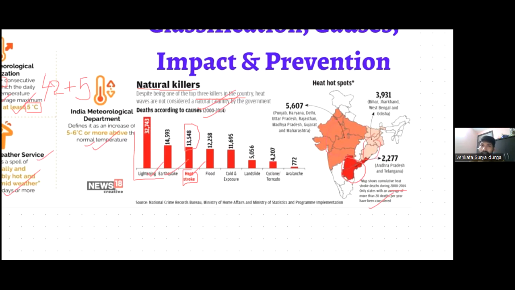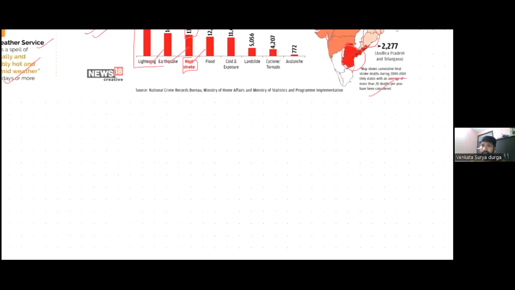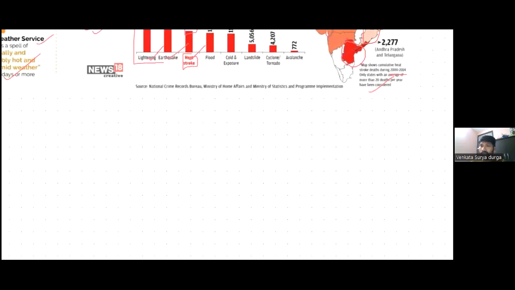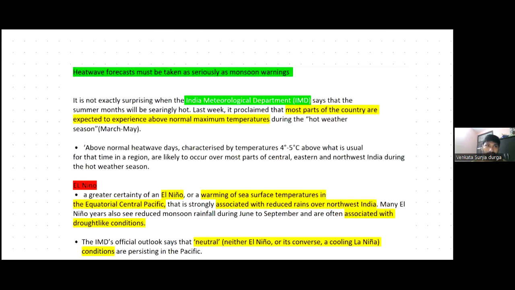So we have discussed the definition of a heat wave given by the different agencies, and how heat wave is a natural killer and the third largest killer, and especially in India, what are the states which are particularly vulnerable to heat waves. So let's discuss this article, because we understood what is a heat wave. Then we'll discuss the article given on heat waves.